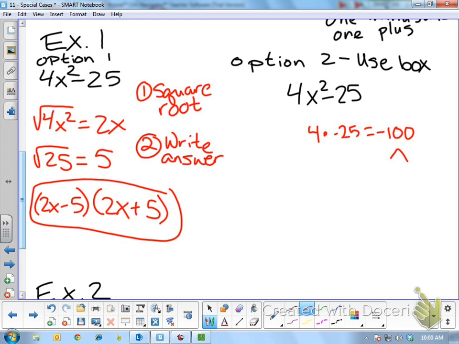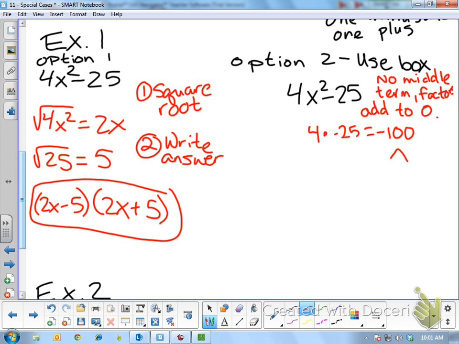Remember, they're supposed to add to be the middle term. What is our middle term? 0. Our middle term is 0. So when we're missing a middle term, if we have no middle term, then our factors add to be 0. There is no middle term, so our factors add to 0.